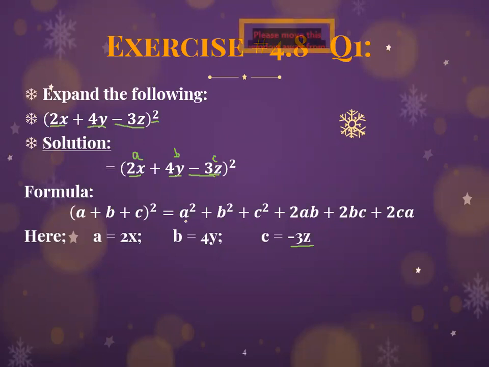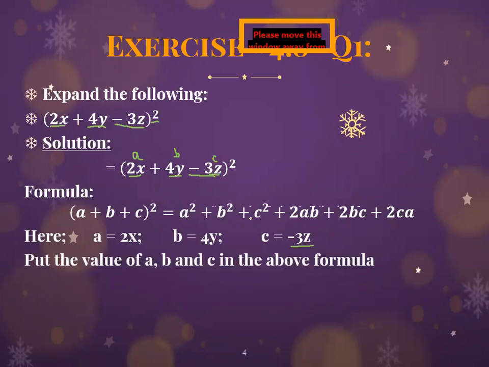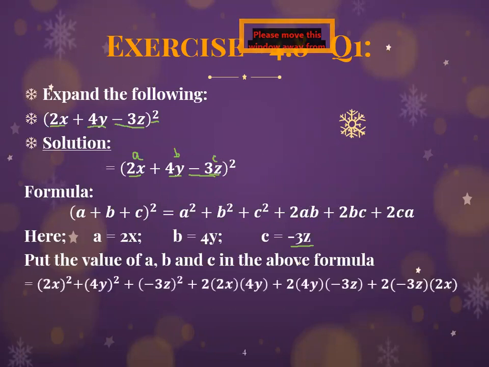How? Replace a with 2x, instead of b write 4y, and instead of c you will write minus 3z. Look here. Put the values of a, b and c in the upper formula. So what will it be equal to? It will be equal to a square. Now what is a here? a is equal to 2x, so you will take the whole square of 2x.